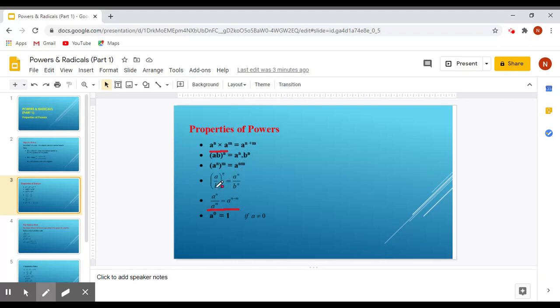Same thing with division, a over b to the n, we distribute the power, so it will be a to the n over b to the n. If a power is raised to another power, we multiply the powers, and any number to the power 0 is 1 except for 0, so a should not be equal to 0.